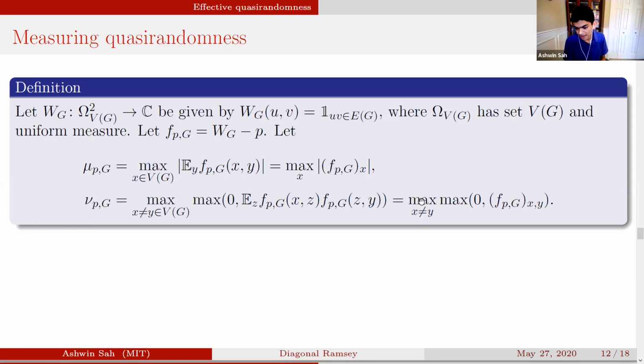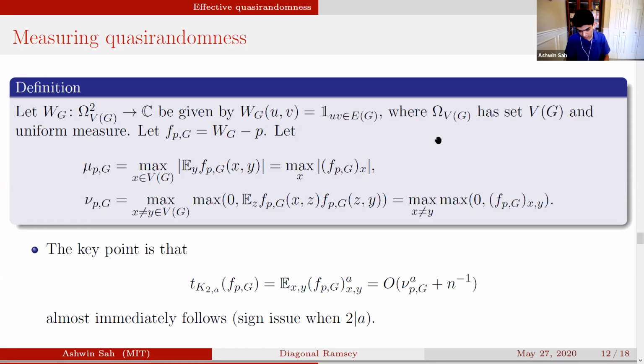And it turns out that nu is really the important quantity, just because codegrees control quasi-randomness. So mu is actually important, but it's more for technical reasons that I don't want to get into. So I'll just focus on nu.